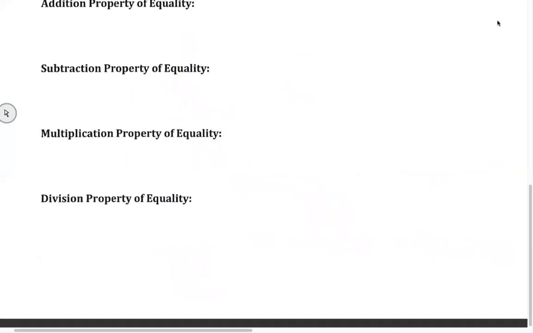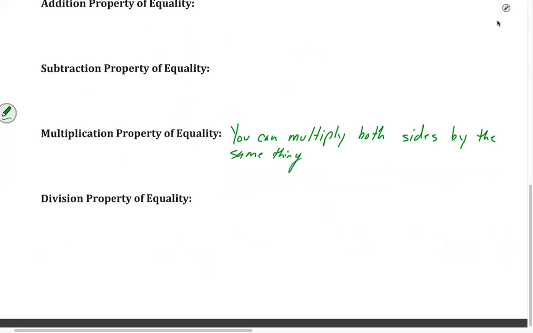Now, the last two for this page would be multiplication property of equality, which means you can multiply both sides by the same thing. Meaning, what if I have x divided by 2 equals 3? If I multiply both sides, I have times 2 divided by 2. They cancel. And 3 times 2 is 6. And that makes sense because 6 divided by 2 is 3.